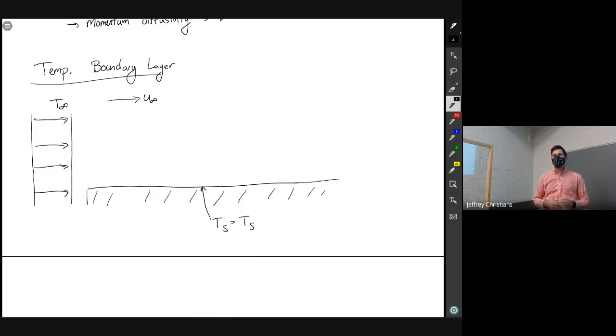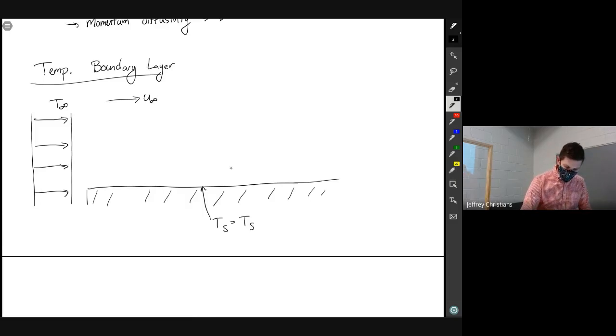I don't know what it is. Let's say that it's hotter than the fluid. So it's some hot temperature. So we have this hot plate and a cold fluid. The fluid's flowing over it. So what's going to happen is heat is going to be moving up into the fluid. But basically, as soon as we come into contact with the plate, the fluid at the surface, analogous to the no slip condition, is very quickly going to reach the temperature of the plate.